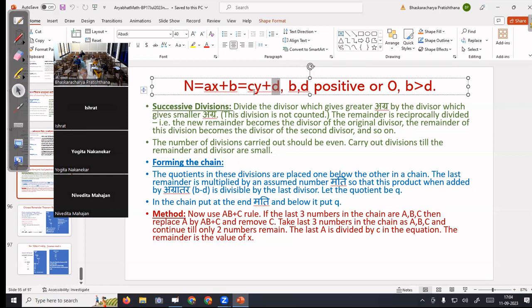So the method is you divide the divisor which gives the greater agra. B and D are called agra, the remainders. A and C are the divisors. You are dividing N by A or you are dividing N by C. So suppose B is larger than D, then you should divide A by C. That is the starting point. We are forgetting the remainders initially. These remainders B and D are used at the end.